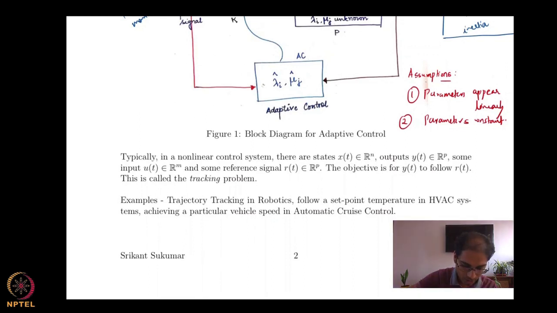Always remember this word, because we keep using this word in this course again and again. This is called the tracking problem. Why? Because the output or the states or whatever it may be are tracking a reference trajectory. So if there is no reference trajectory, then you want all your states or all your outputs to go to zero. This is called a stabilization problem. So if you want a Y or X to go to 0 as t goes to infinity, this is called a stabilization problem.